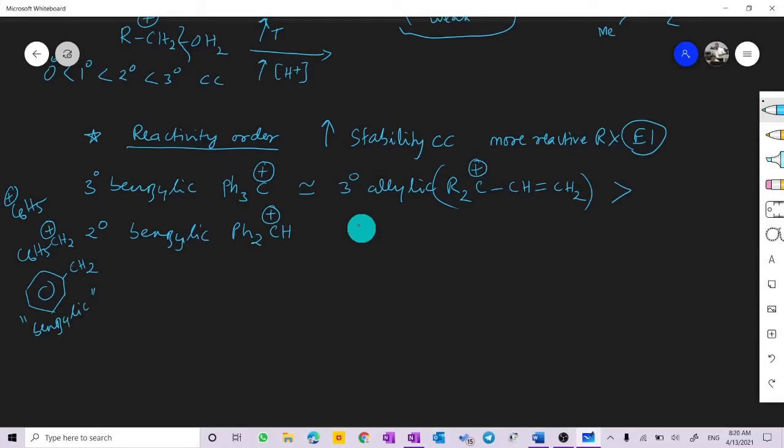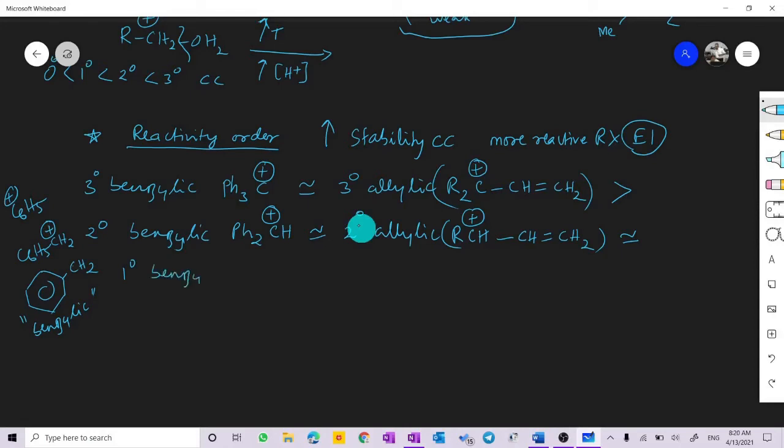So a secondary benzylic carbocation will be more stable, and again comparable to a secondary allylic carbocation, which is also stabilized through resonance. You have RCH plus and then CH double bond CH2. This is a secondary allylic, which is almost comparable. Between secondary and primary, there is not much difference, although there is a slight difference in the reactivity of the E1 reaction due to the presence of more stabilizing resonance structures, but it is comparable.